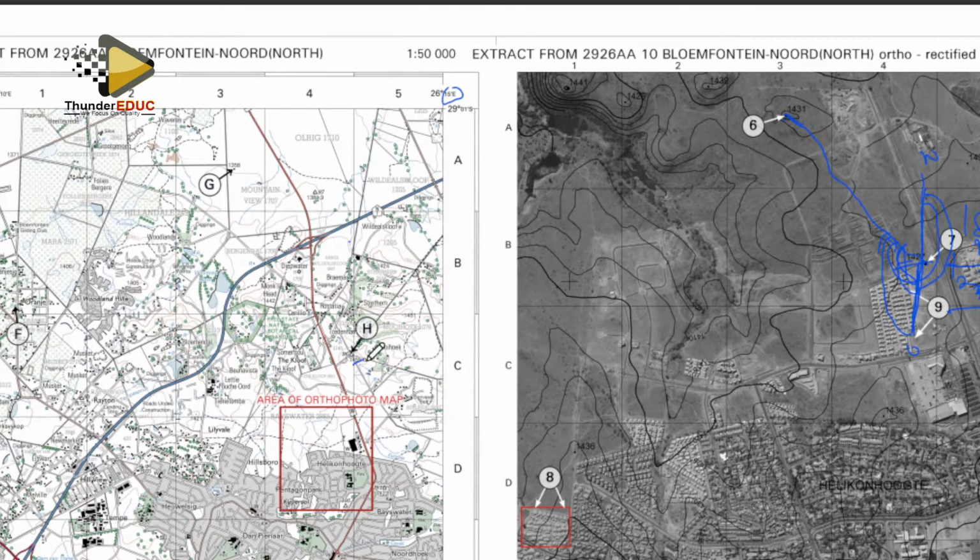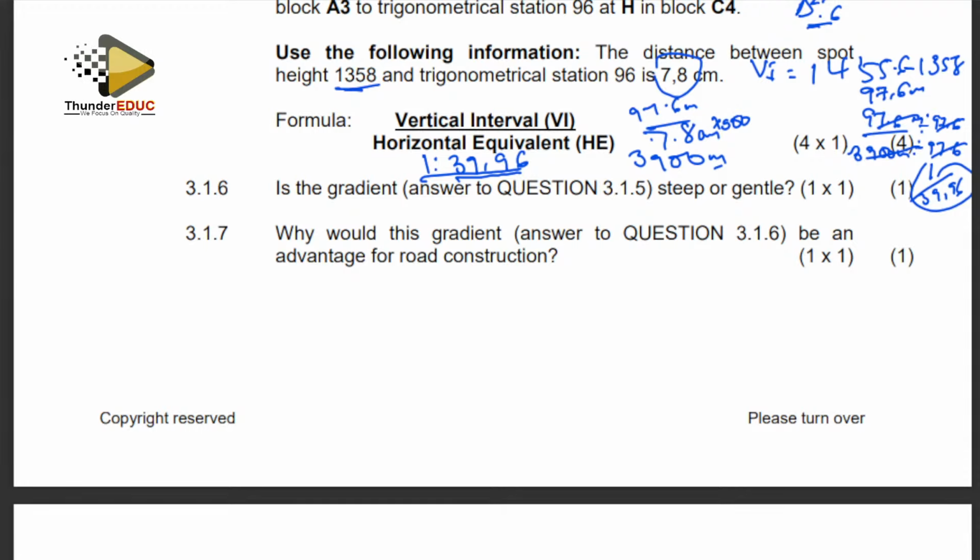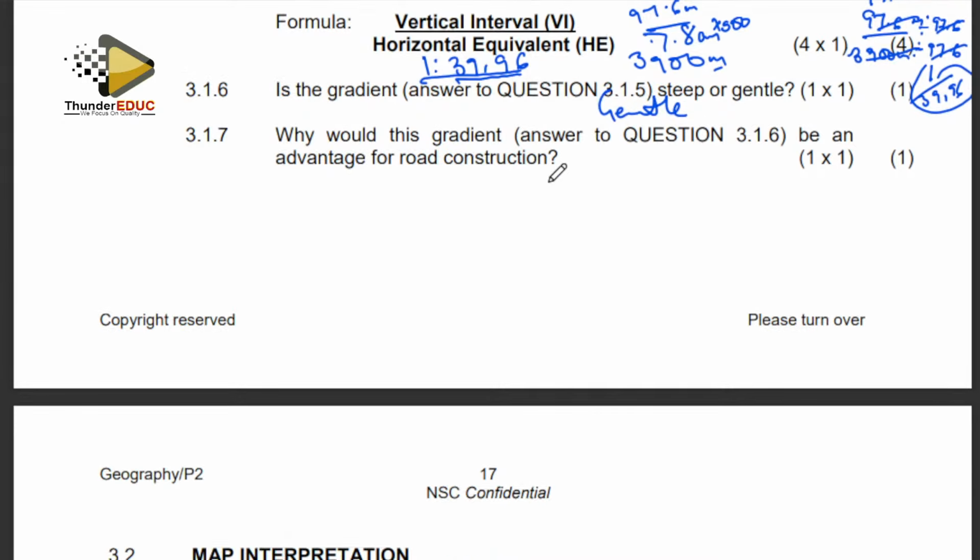But based on the gradient that we have in this area, we shall say that the area is gentle, unless they say using your answer above. If you're using your answer above, that means you will say it is steep. But based on the map that we are looking at, where we have calculated, the contour lines are far away from each other, which means it is a gentle gradient. So why would this gradient be an advantage to road construction?